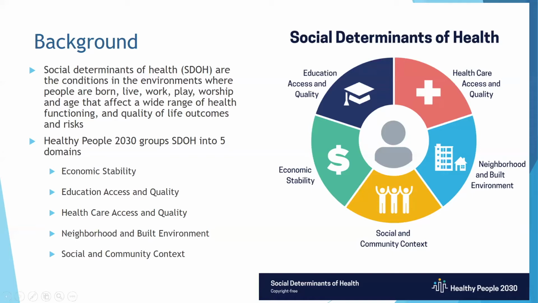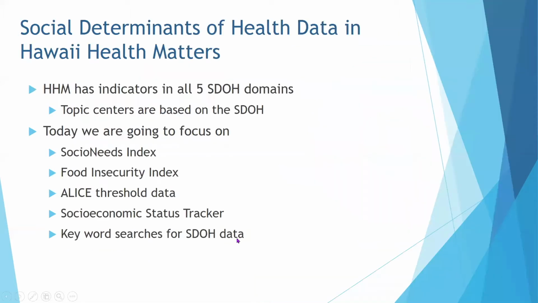And while you may be familiar with Hawai'i Health Matters as a great place to explore the proportion of the population that has a particular health condition like asthma or cancer or heart disease, it's also a great place to find information about the social determinants of health that can impact the patterns and distribution of disease. In fact, social determinants of health is one of the organizing principles of HHM and its health and context philosophy.